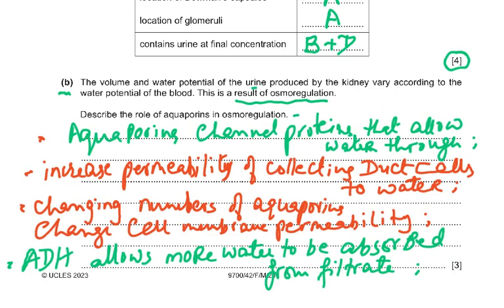So as you know wording these is the most important thing in A-level biology. So aquaporins, channel proteins that allow water through. 1 mark. Increase the permeability of the collecting duct cells to water. Then changing the number of aquaporins. More the aquaporins, more the cell membrane becomes permeable. So changing the number of aquaporins change the cell membrane permeability. ADH allows more water to be absorbed from the filtrate. Why? Because ADH is produced antidiuretic hormone when the blood is concentrated. So more water needs to be absorbed from that which is going to become the final urine.